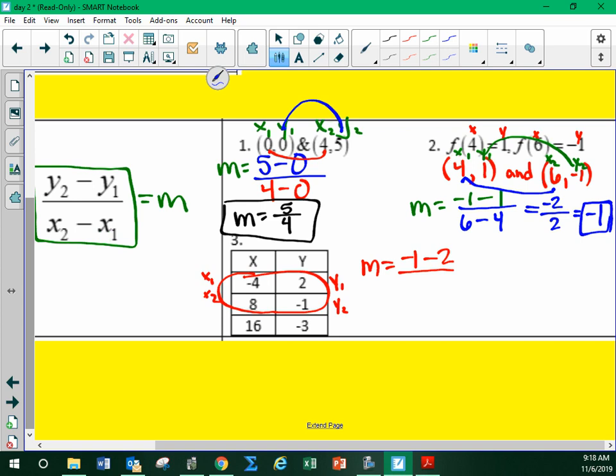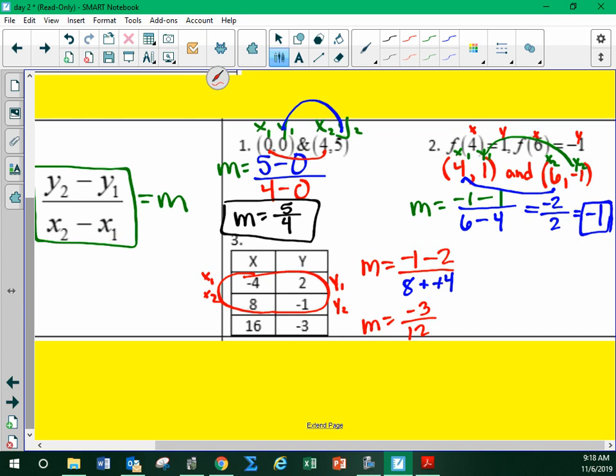So x2 is 8. Minus x1, so minus a negative 4. Make sure you don't lose that negative. It's x minus x, so 8 minus negative 4. What does minus a negative become? Positive. Very good. It's positive 12. It'd be negative 3 over 12. Good, so negative 1 minus 2 is negative 3. 8 plus 4 is 12.